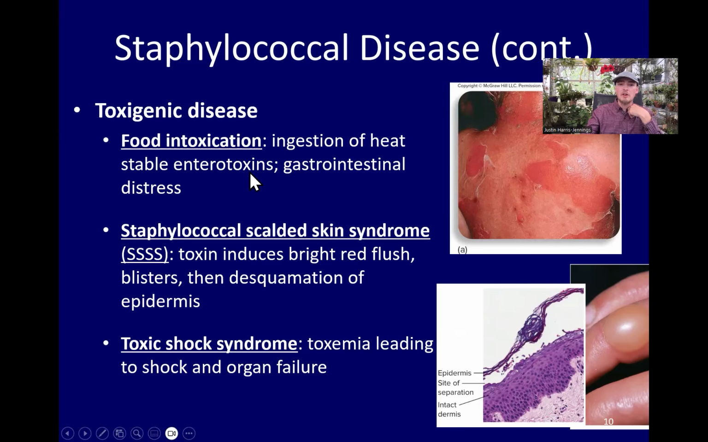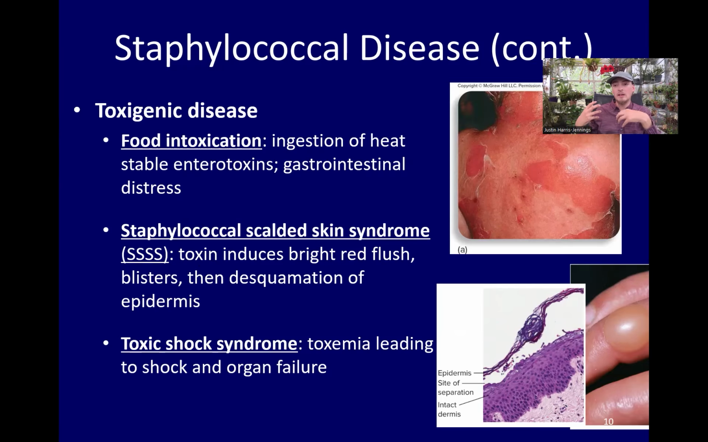It can be from enterotoxins, and it can cause some gastrointestinal distress. So you might get some vomiting, you might get some pain, you might get diarrhea, depending on where it is. Usually your symptoms are going to depend on where that toxin is being released.